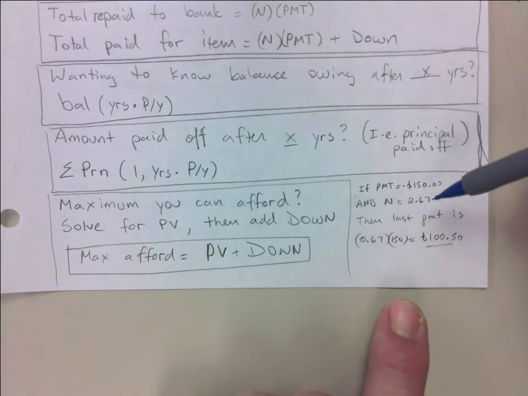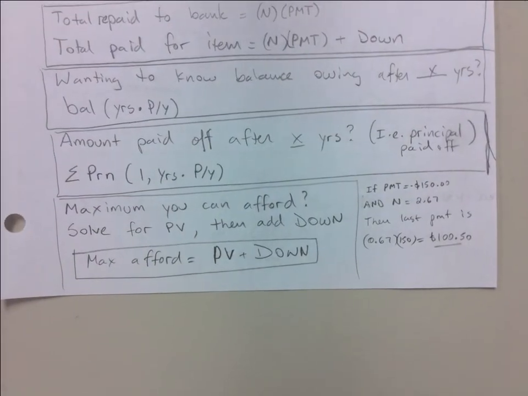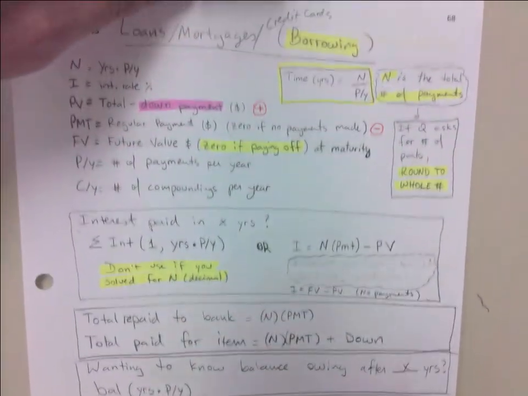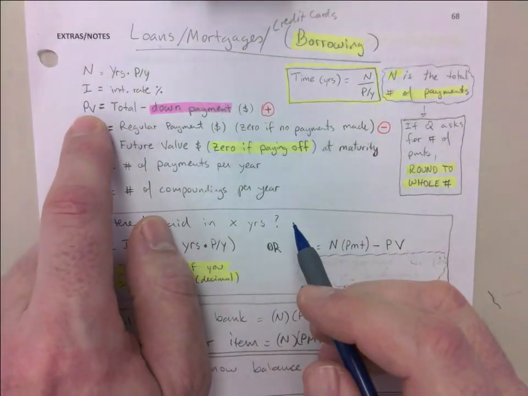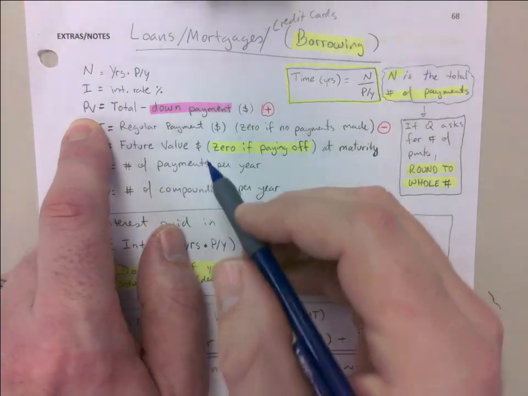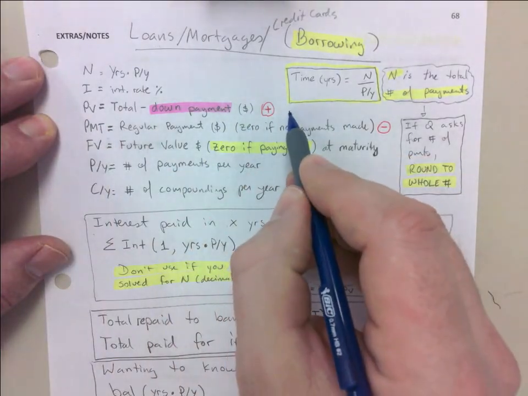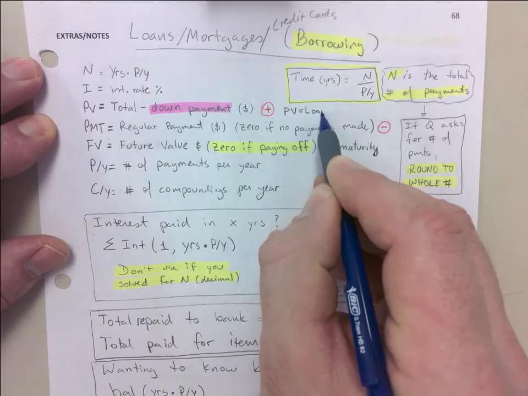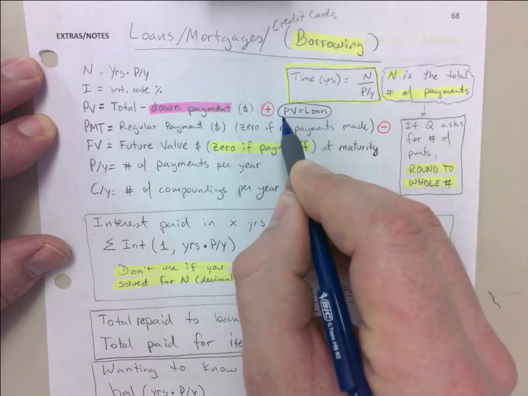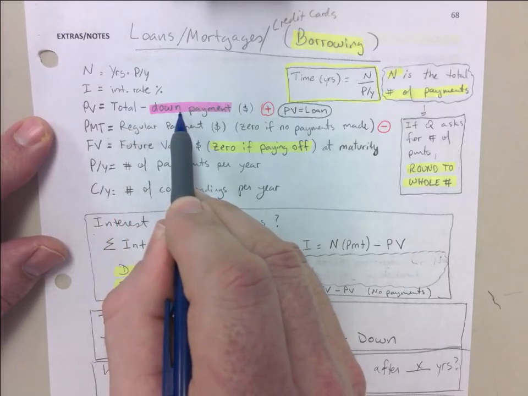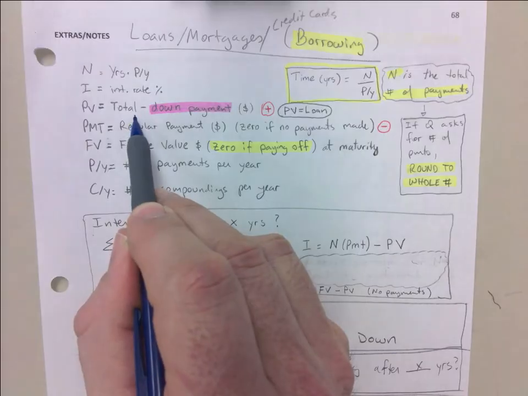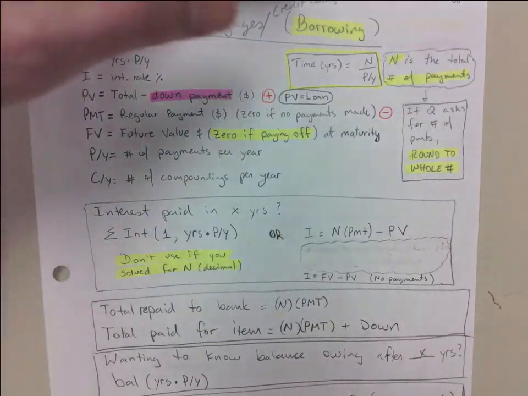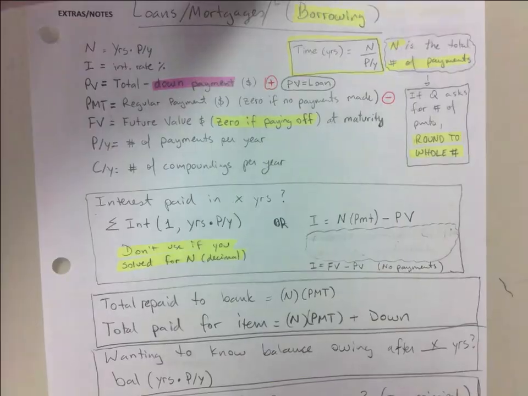I'll get to this when I get to it, okay? Let me go from the top. So let's make sure we all understand that PV is our loan in this case. Once you take away the down payment, then you go to the bank and say, hey, can you lend me this much? So PV is our loan. Let's make sure we add that.